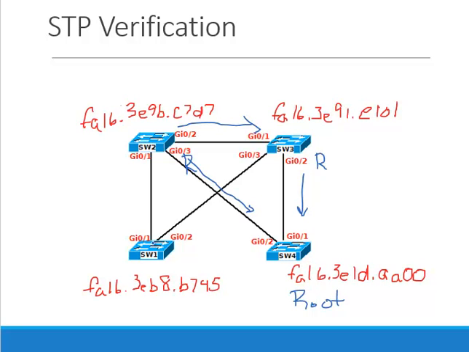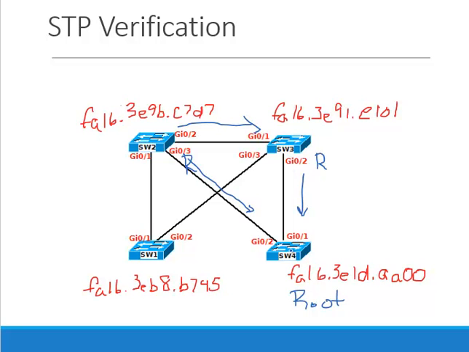Go down to this switch. We have two interfaces. One goes up through switch 2 and then down to switch 4. The other one goes up to switch 3 and down to switch 4. Right? Those both have the same path cost: 4 for this link plus 4 for this link.